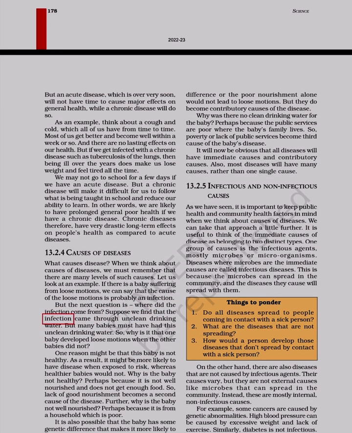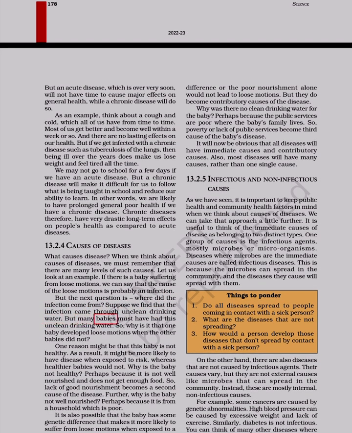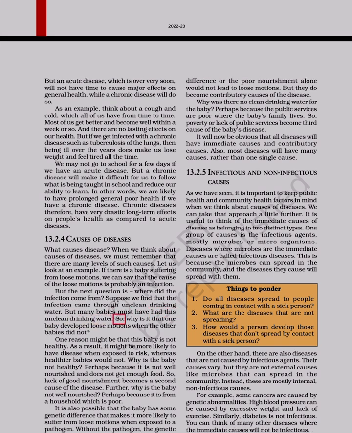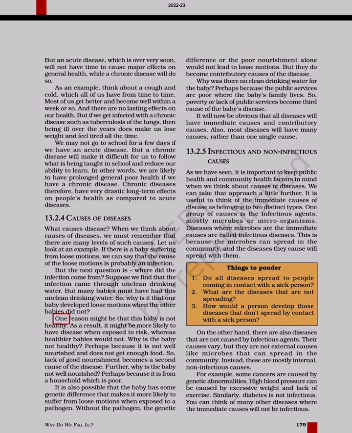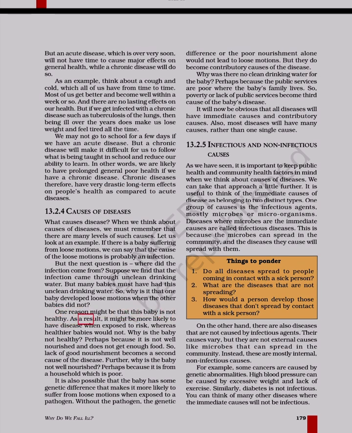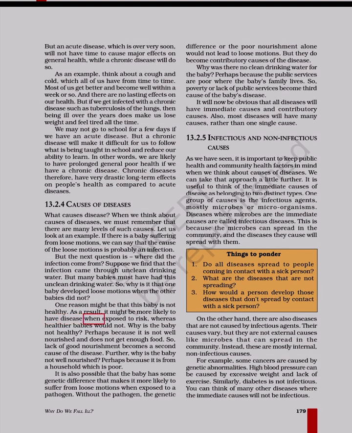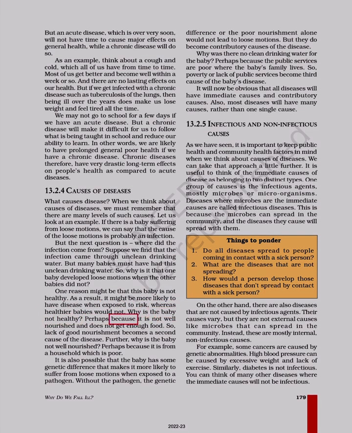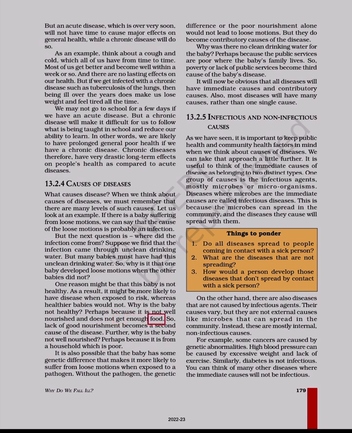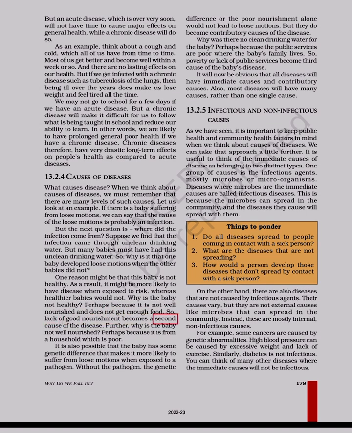Suppose we find that the infection came through unclean drinking water, but many babies must have had this unclean drinking water. So, why is it that one baby developed loose motions when the other babies did not? One reason might be that this baby is not healthy. As a result, it might be more likely to have disease when exposed to risk, whereas healthier babies would not. Why is the baby not healthy? Perhaps because it is not well nourished and does not get enough food. So, lack of good nourishment becomes a second cause of the disease.